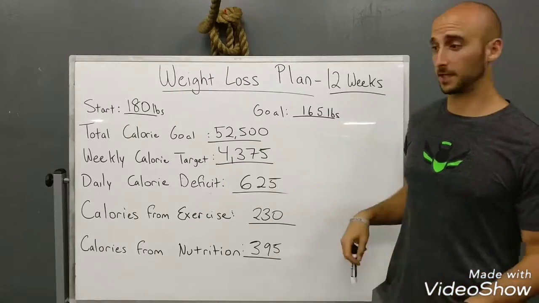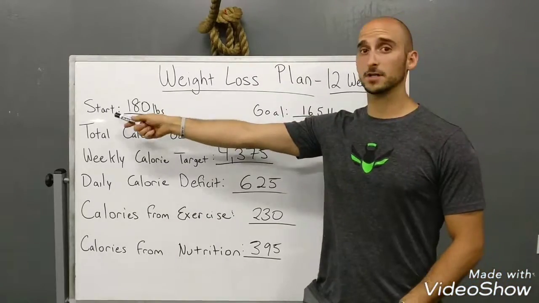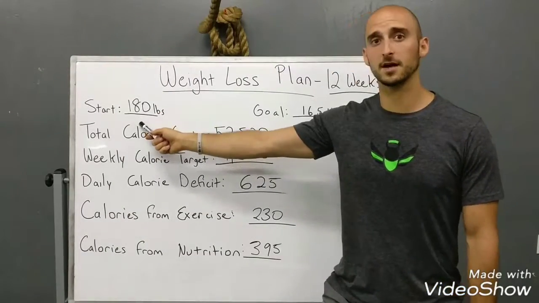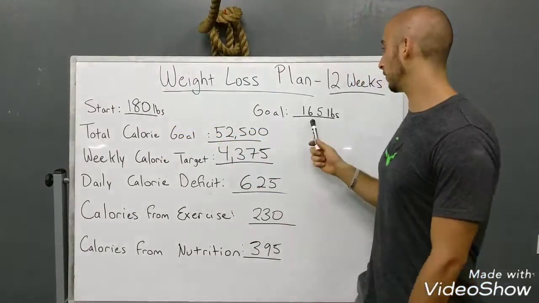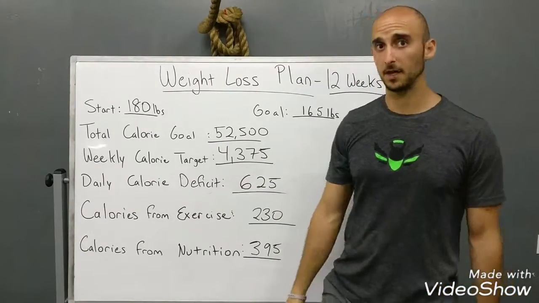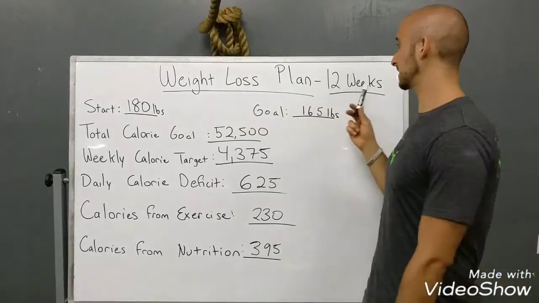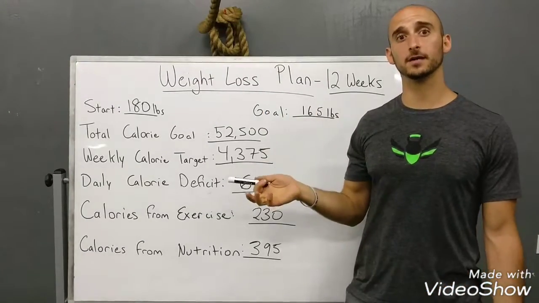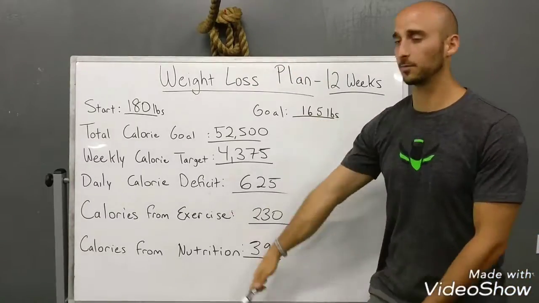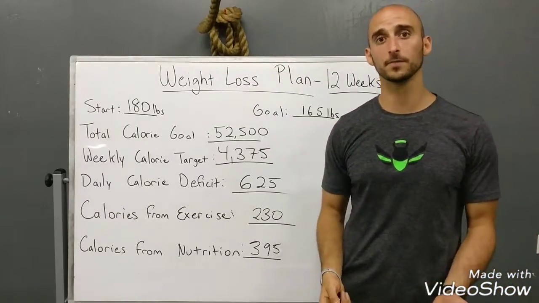So we need a few things. We need to know first our starting weight and our goal weight, all right? So if our starting weight is 180 pounds and our goal weight is 165 pounds, we're gonna have to lose 15 pounds, right? Simple math. By the way, this is a plan designed over a 12-week period, right? So we're gonna lose 15 pounds over 12 weeks. That's what everything below here is gonna help us figure out how to do, all right?